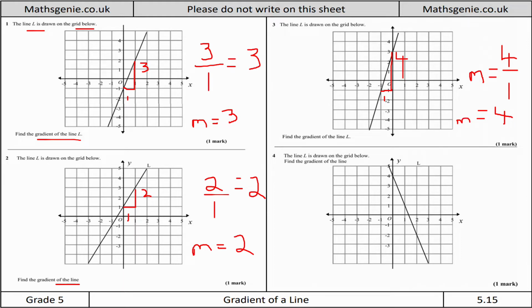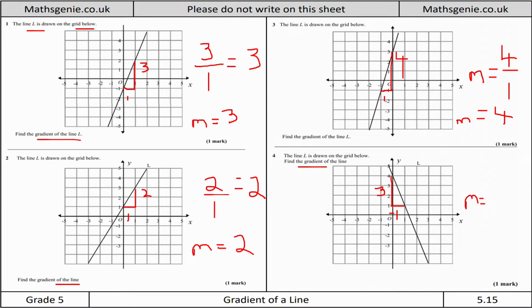This is question number 4, guys. The line L is drawn on the grid below. Find the gradient of the line. So this time it's going left 1, so it's going to be like a minus 1, because I'm going to the left, and then I'm going up 3. So here I'm going to be very, very careful.